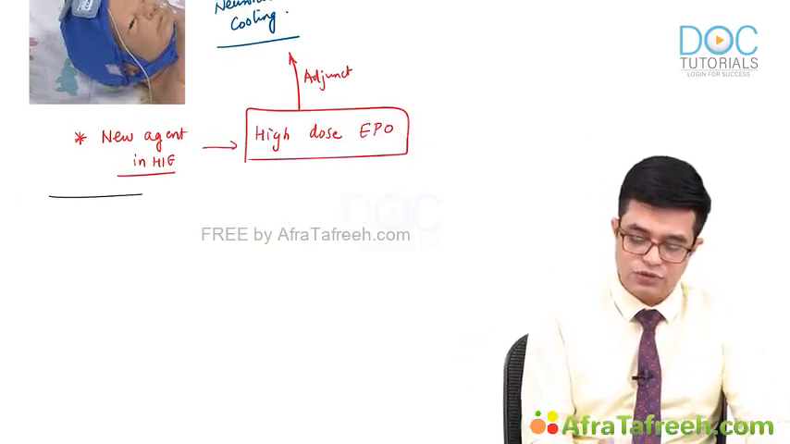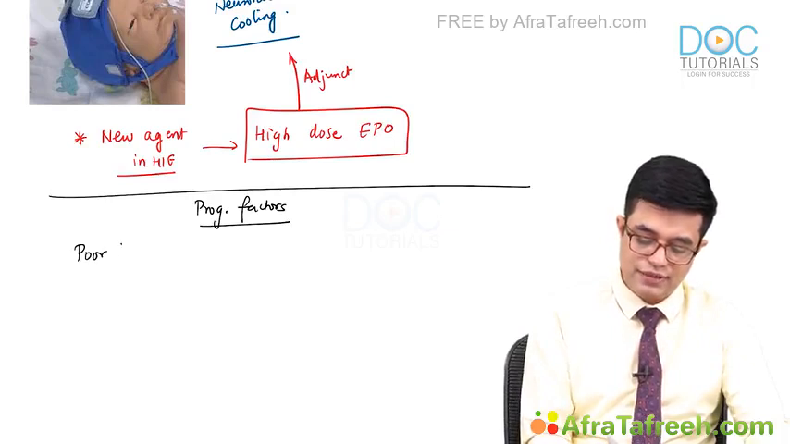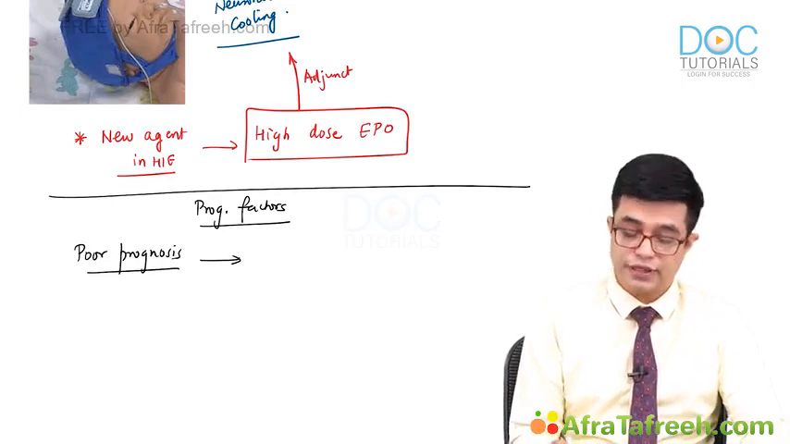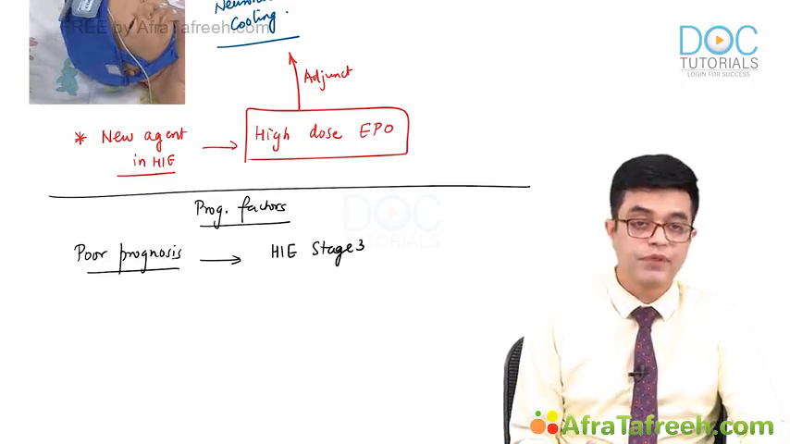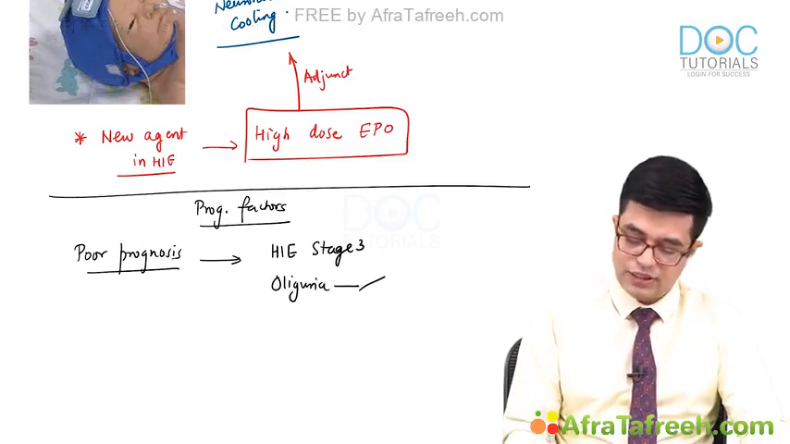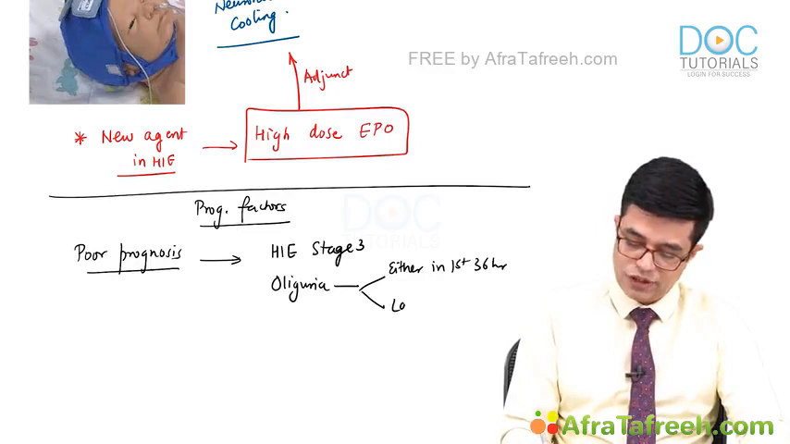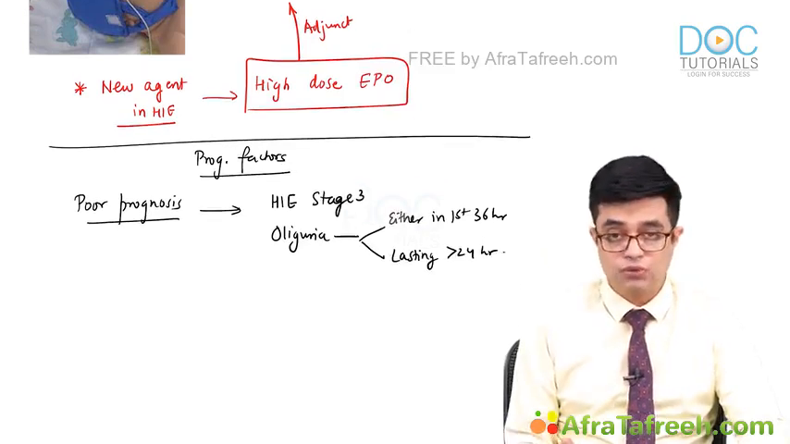Finally, we come to prognostic factors or outcome factors in HIE. So, poor prognosis will be seen if any of the following factors is present. Poor prognostic factors include, first of all, HIE stage 3, it will have a poor outcome. Oliguria. If there is oliguria either in the first 36 hours or any time oliguria which lasts more than 24 hours, that has a poor outcome.